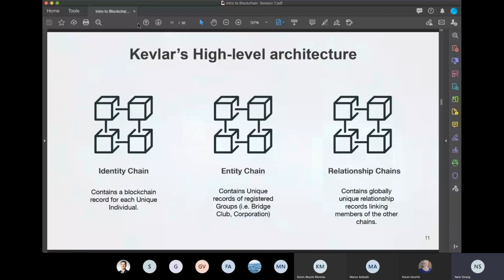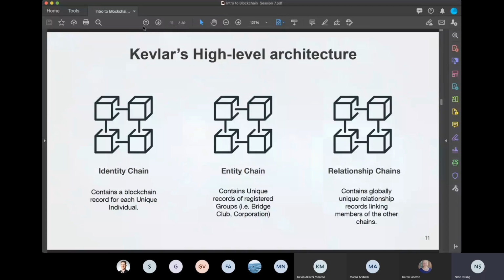And then let's look at how that applies to the technology of Kevlar itself. So the first piece of Kevlar's high-level architecture is we have 3 different blockchains. We said this was a decentralized blockchain solution, but we're actually not looking at just one blockchain network. There are actually 3 separate chains that each serve their own purpose.